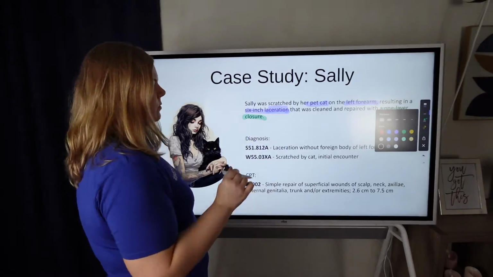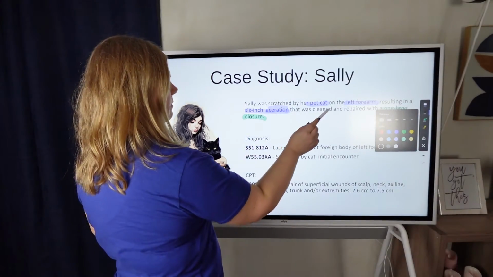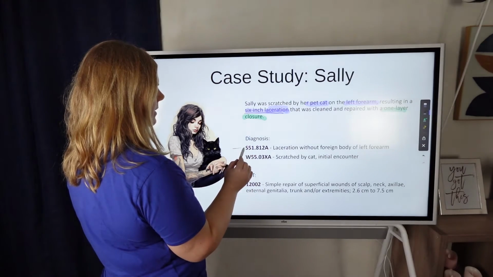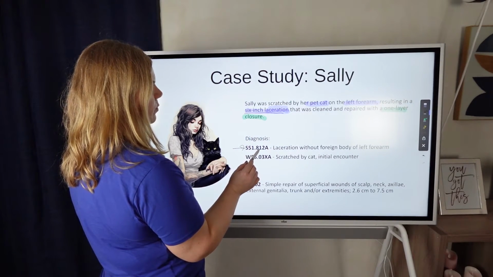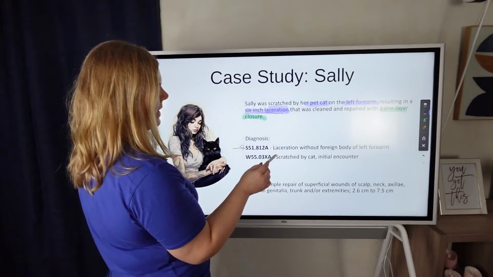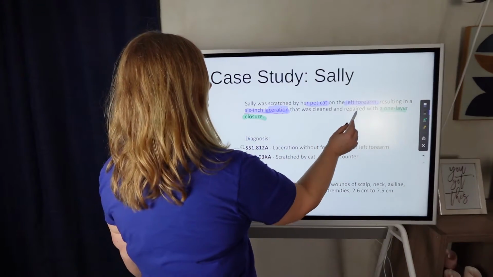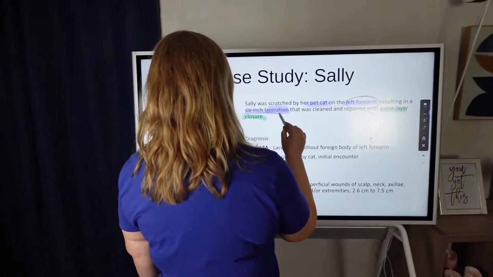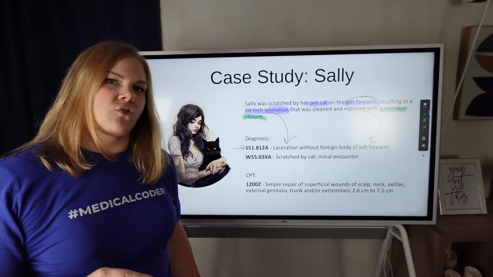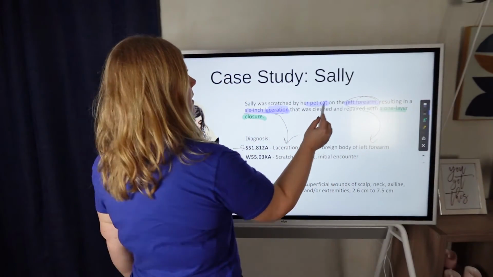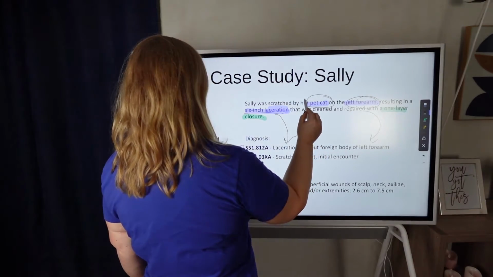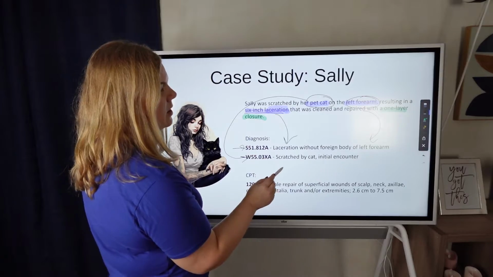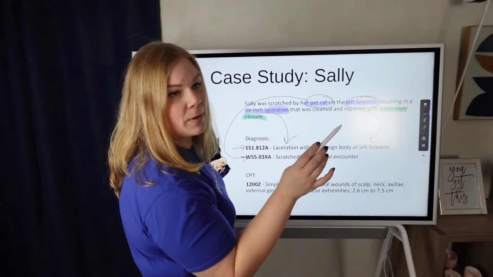Well, what we're going to do is go and look for our laceration code, right? So this 6-inch laceration, we're going to find our S code here, S51.812A, laceration without foreign body of the left forearm, right? Left forearm laceration. That is our injury, but the context was that it was done by her pet cat. So we have another code here, W55.03XA, which is scratched by a cat, initial encounter.